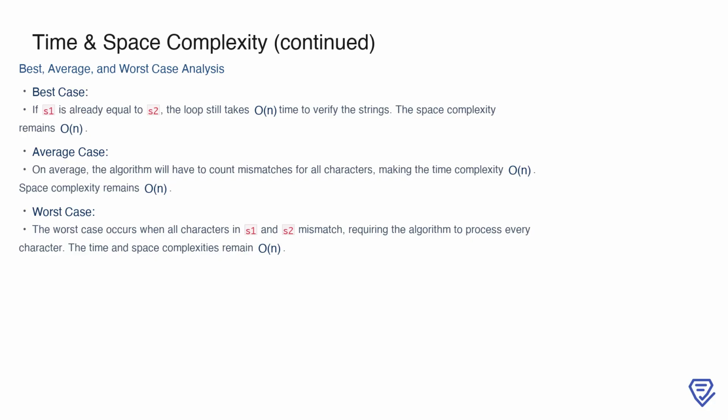In the worst case, every character in S1 and S2 mismatches, meaning the algorithm processes all characters to compute the minimum swaps. Even in this scenario, the time and space complexities remain O(n).